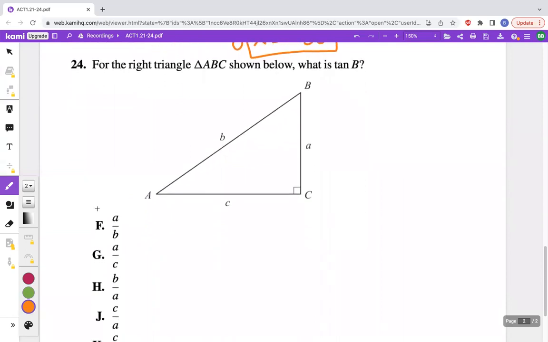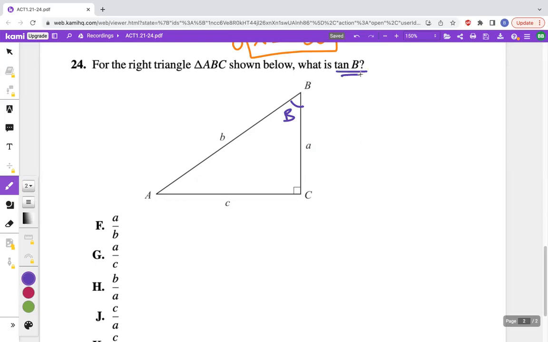Number 24, jumping right into trig. They're giving us a right triangle. They're not giving us any values, and they're asking us what is tangent of B. That's this angle up here. I guess we're not calling it theta, we're calling it just B. This is if your teacher taught you SOHCAHTOA.